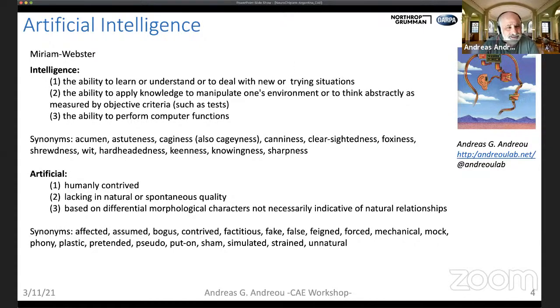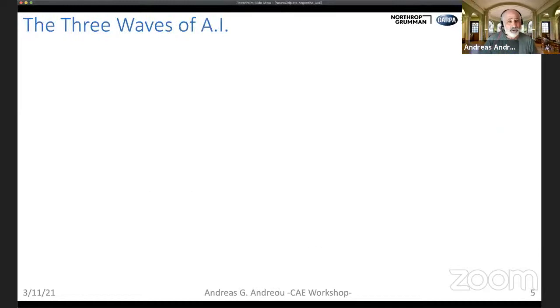So artificial intelligence, what is intelligence? It is the ability to learn, understand, or to deal with new or trying situations, the ability to perform computer functions. And this is really something that is very popular these days. We hear it in the news every day. Artificial means human-contrived and based on morphological characters, not necessarily indicative of natural relationship. When we talk about artificial, you understand what it is, but these are really the definitions in the dictionary.